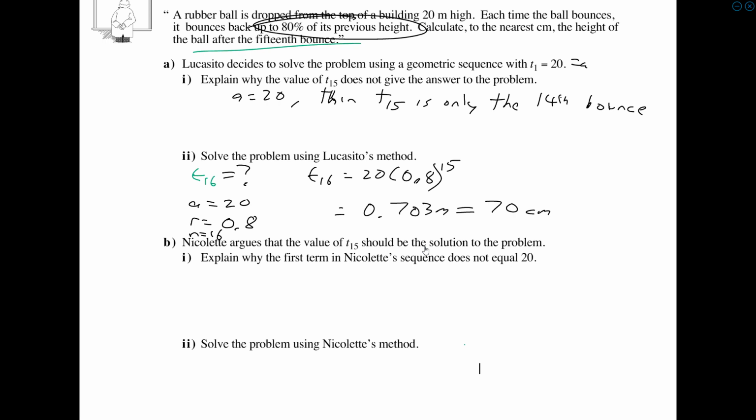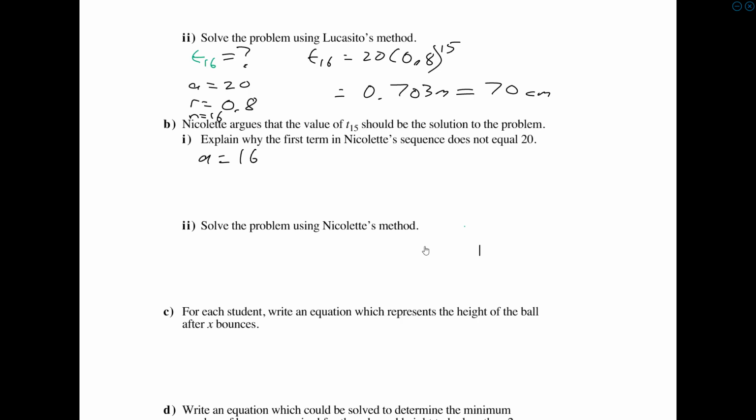Nicolette argues that the value of T15 should be the solution. So in this case, A should be 16. Because we're saying if we want to count the 15th bounce with T15, then we should make A the first bounce. So the 15th bounce is the 15th bounce. So in this case, A would be 16, n would then be 15, and r would still be 0.8. But let's just see if this is the same. So T15 equals 16 times 0.8 to the power of 14, right? 15 minus 1.